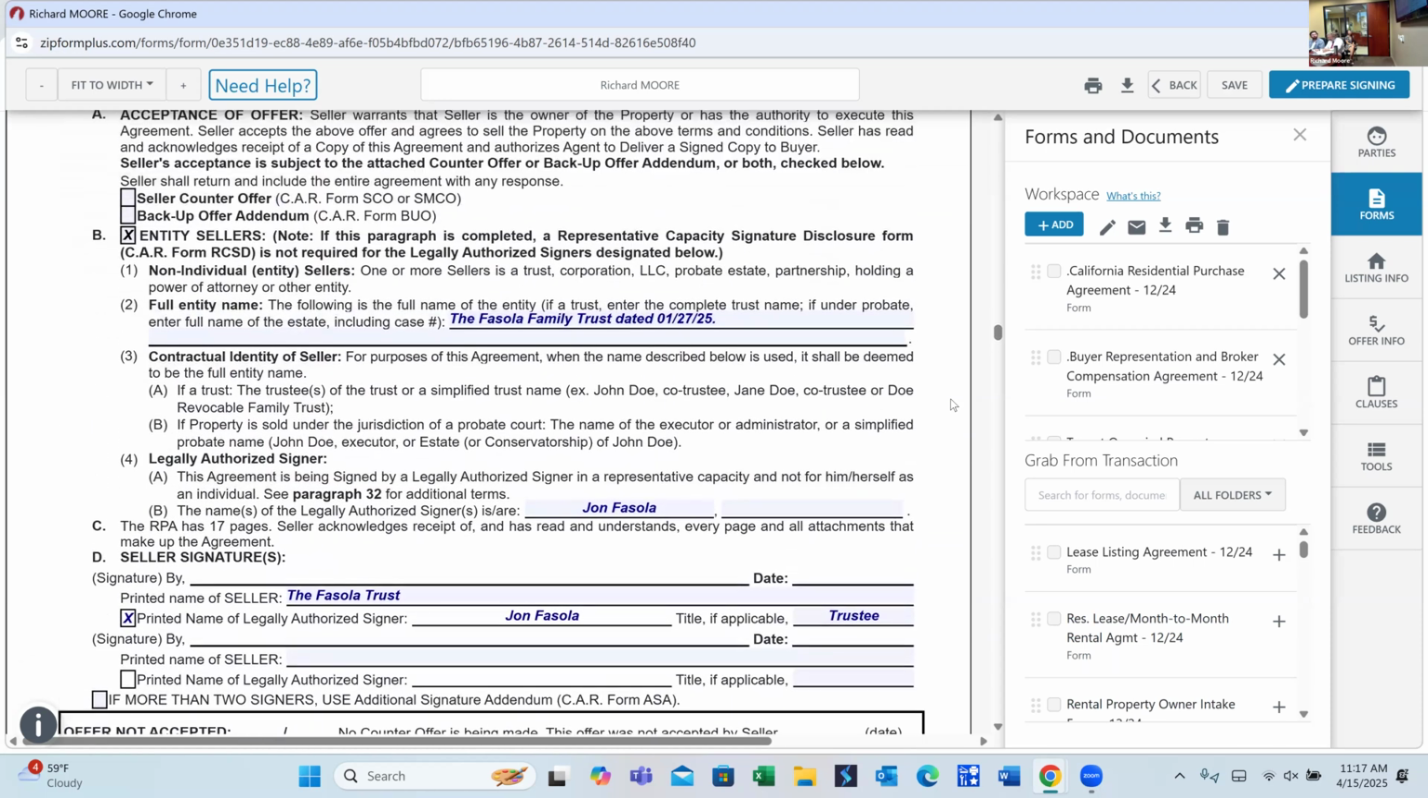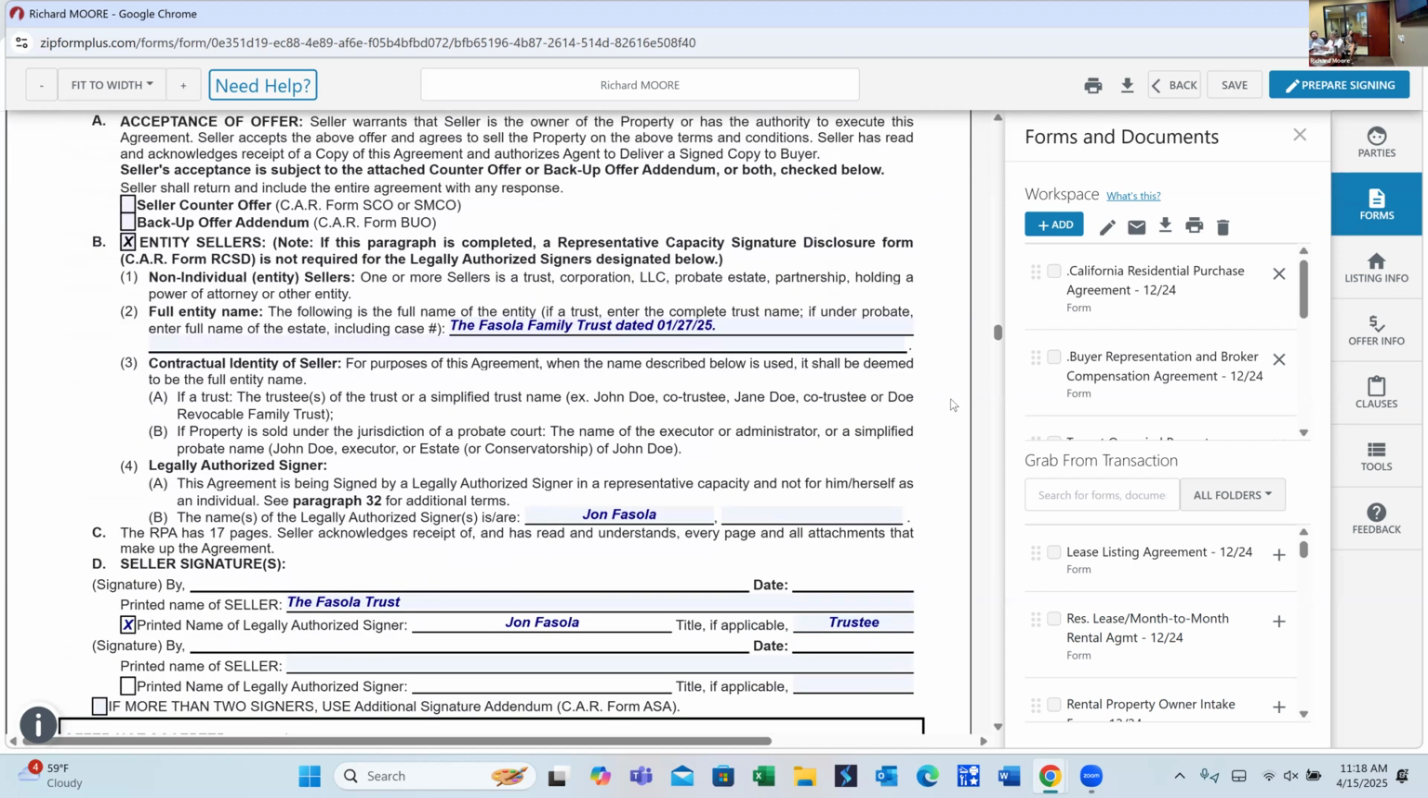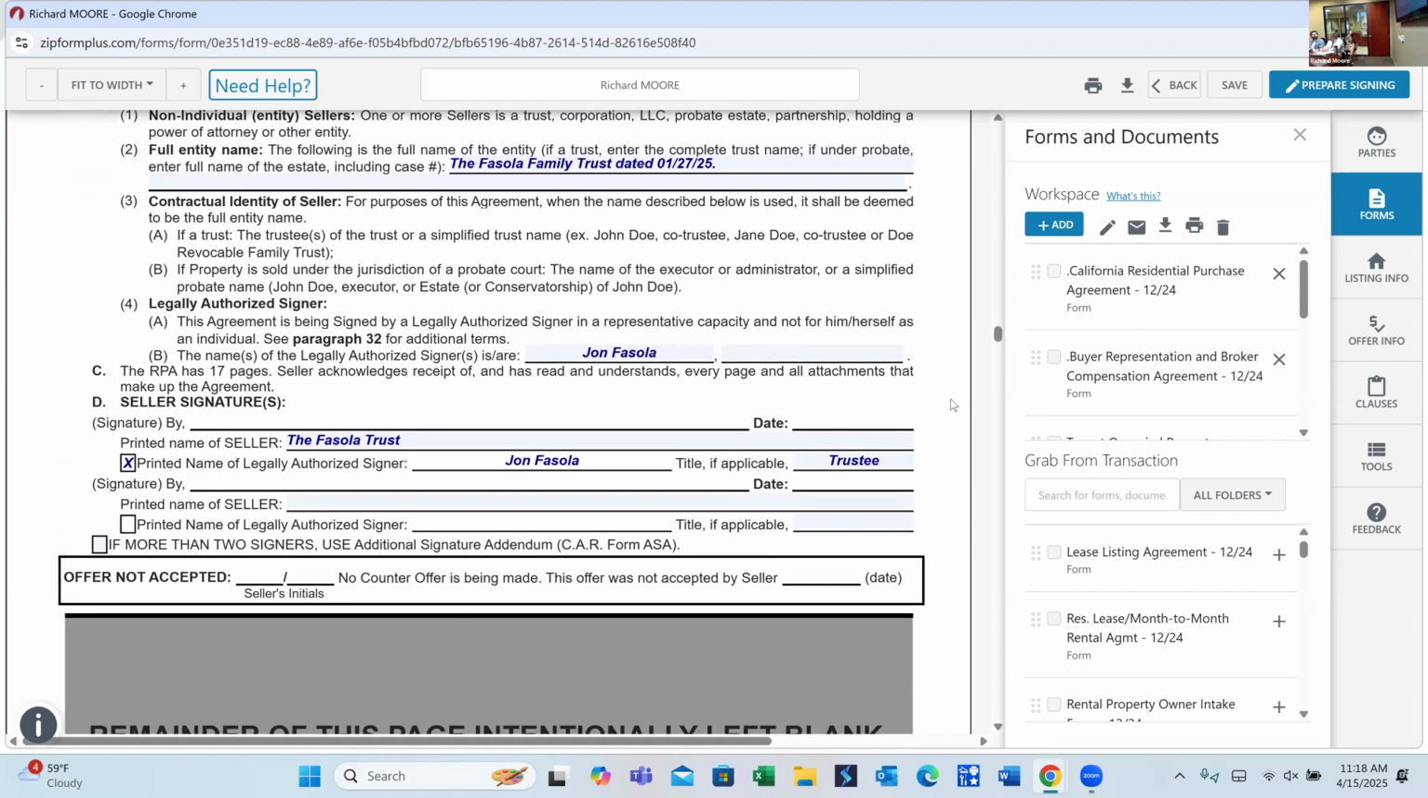And then let's just look at how we sign this. If it's just an individual buyer, it's very simple. But if it's an entity that's buying it, in this case, I said under section D, seller signatures, the Fasola Trust. And then just below that, I have John Fasola. That's the authorized signer, and his title is trustee.